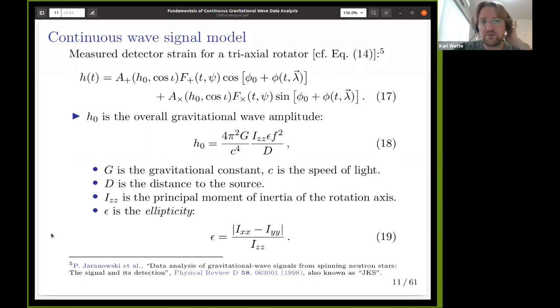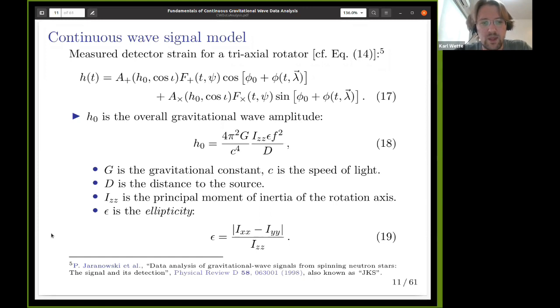So in that equation, I've noted some functional dependence on a few parameters, which I'll go through now, and you'll see how those come into the model in a bit. Probably the most important one is what we conventionally call H naught. This is the overall gravitational wave amplitude of our signal, and you can write it in the way shown in equation 18 in terms of a couple of parameters. We have the usual G being the gravitational constant, C being the speed of light, D is our distance to our neutron star. The IZZ is again the principal moment of inertia around the rotation axis.